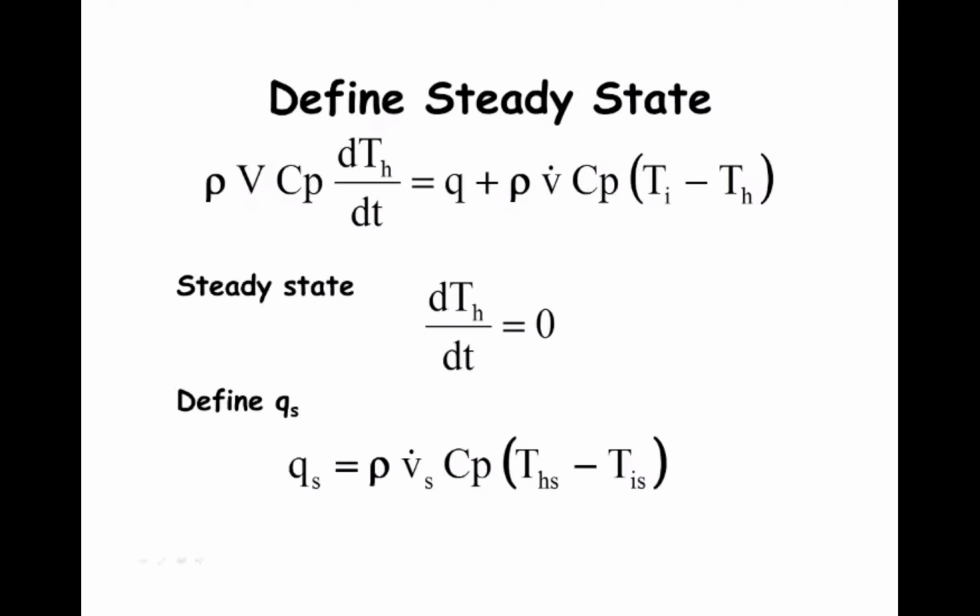Therefore, by moving Q to the left of the equation, the steady-state heat input Qs equals the product of rho, the fluid density, Vs dot, the steady-state flow rate, Cp, the specific heat, and Ths minus Tis, where Tis is the steady-state inlet fluid temperature, and Ths is the steady-state outlet fluid temperature. This is how we calculate the steady-state input required.